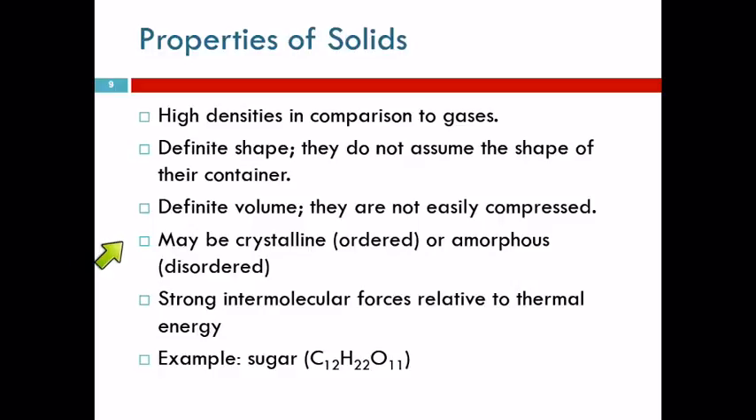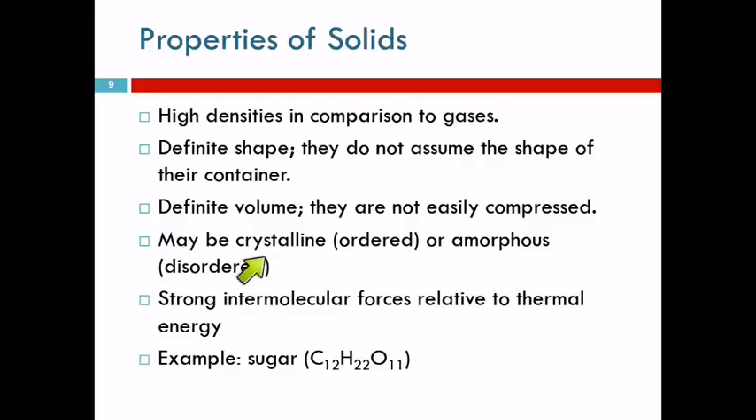We divide solids into different categories, crystalline or amorphous. Amorphous, the prefix A means without, and morph refers to shape. So without shape. They're disordered. The particles are just jumbled together.